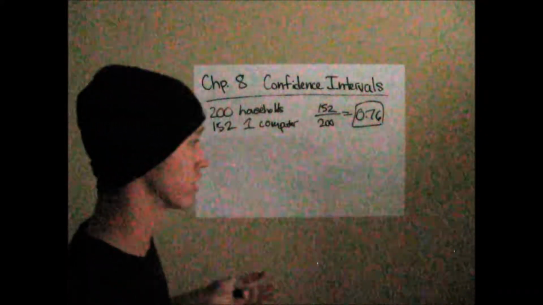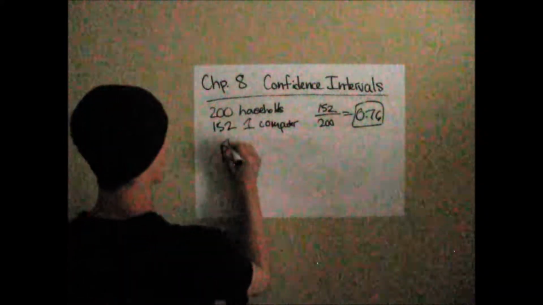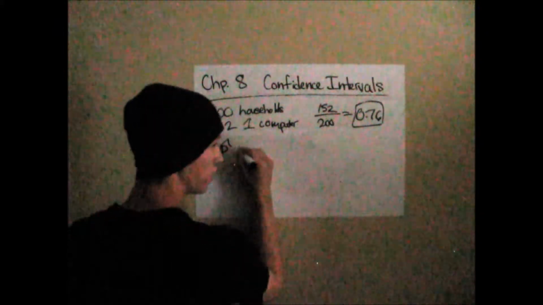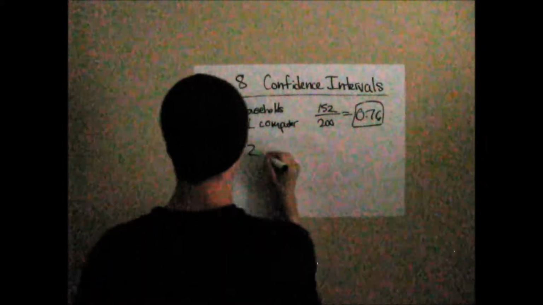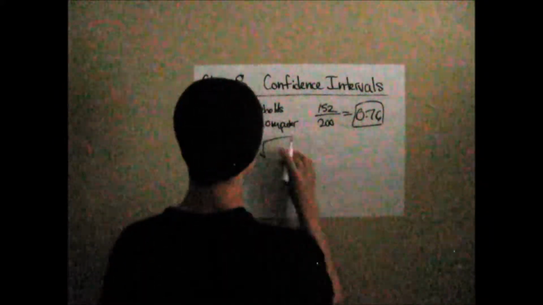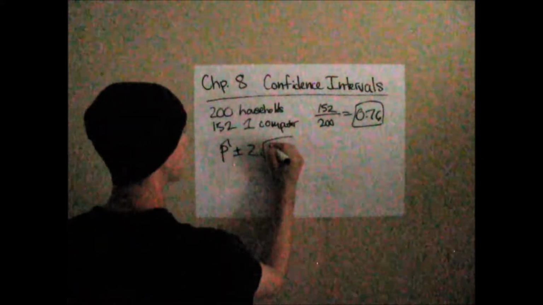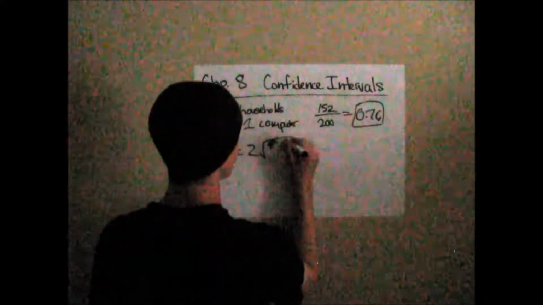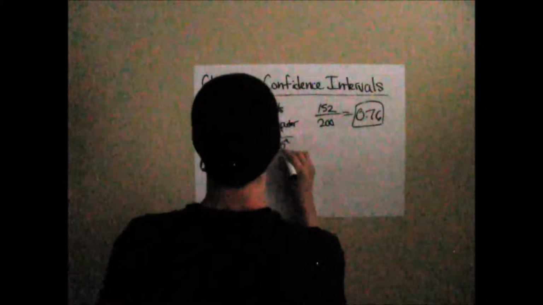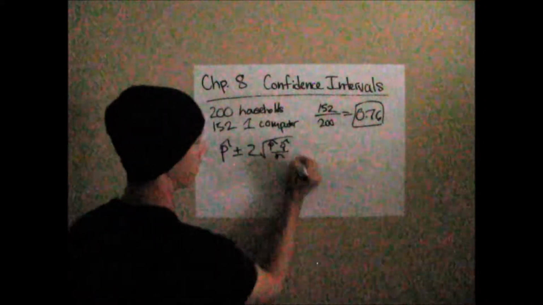Once we have checked that our conditions are met, we can get right into the problem. We have our formula, p hat plus or minus our z, which we'll find in just a minute, times the square root of our sample proportion times q hat, over the population n.